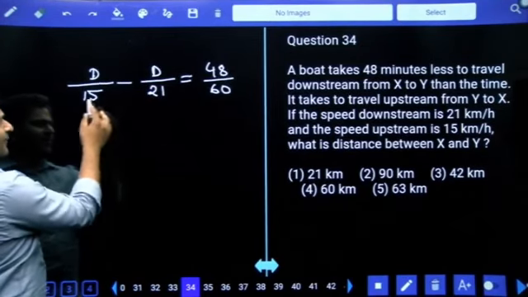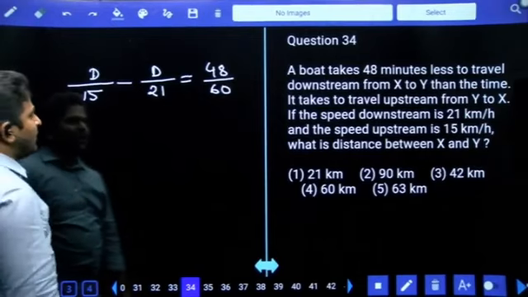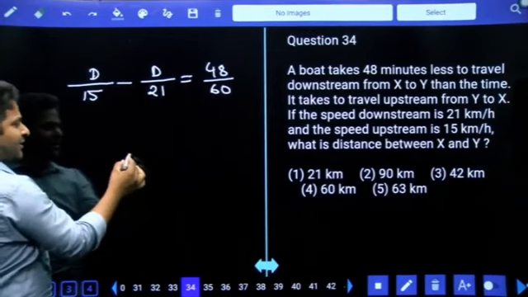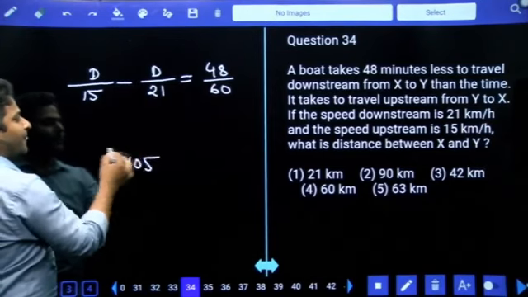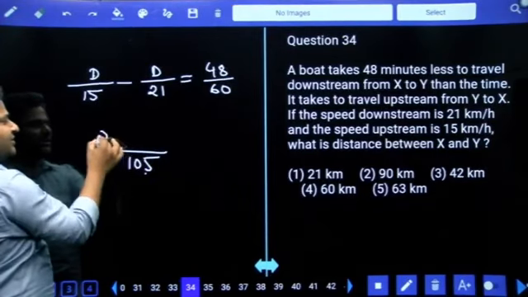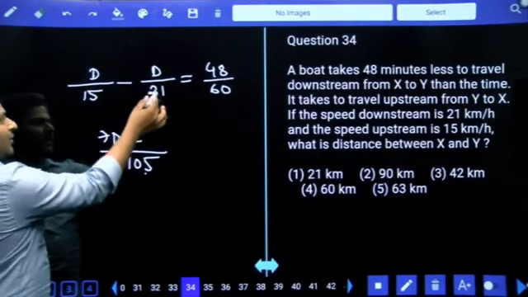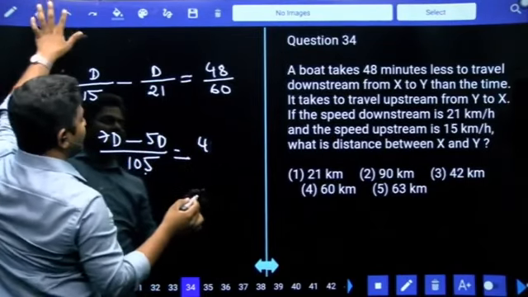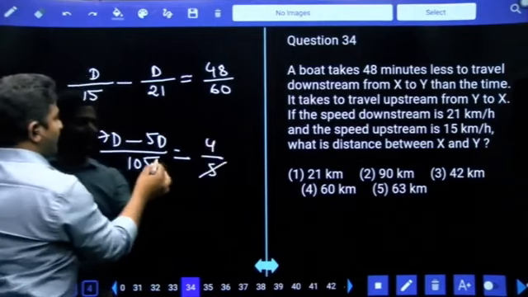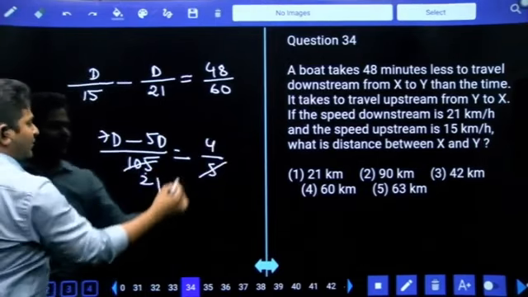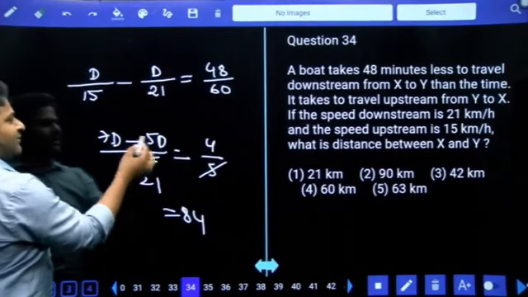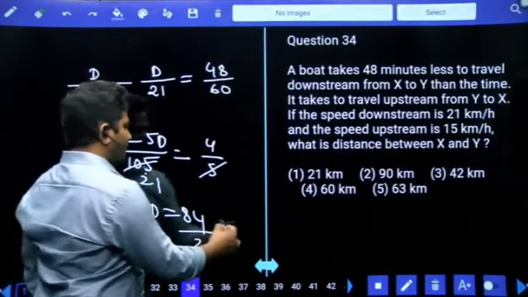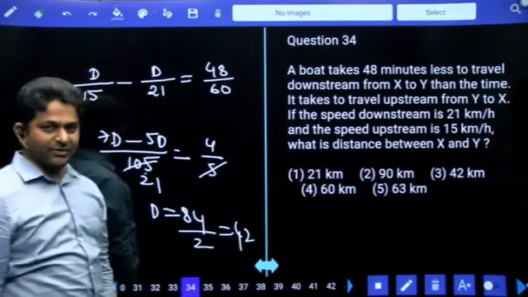Let's take the LCM of 15 and 21. If you take the LCM of 15 and 21, it is 3 times 5 times 7, which is 105. 15 times 7 is 7D, and 21 times 5 is 5D. 5D is equal to 48 by 60, which you can directly write as 4 by 5. 21 times 4 is 84. 7D minus 5D is 2D, then D is equal to 84 divided by 2, which is 42. 42 kilometers is our final answer, which is the third option.